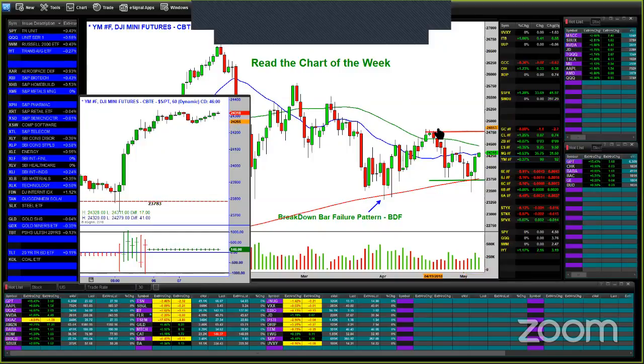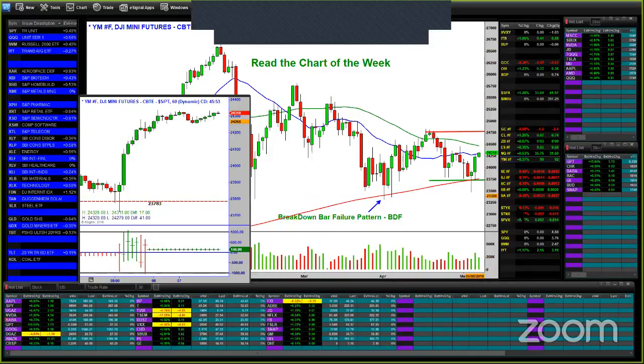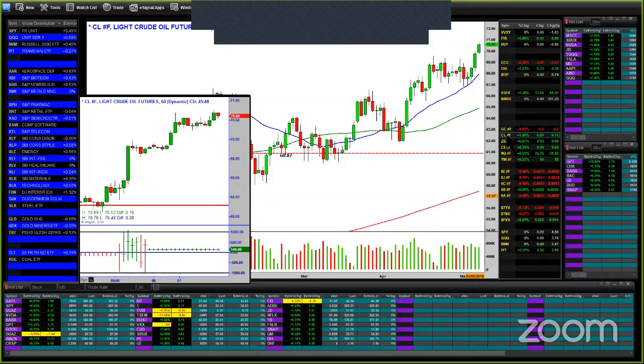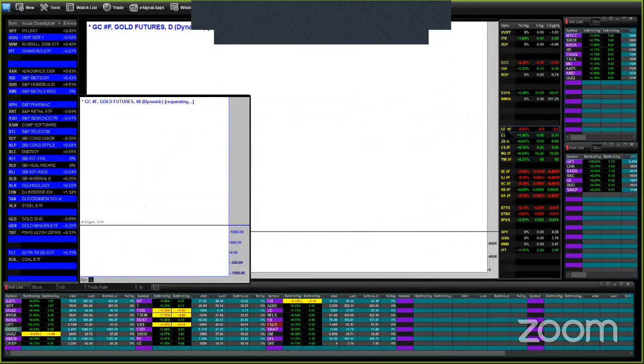Pretty much the same consolidation. Anyway, at least they're not gapping down 100 points. Right? That might be bought anyway, but it looks good. Crude oil pushing up, continues to be strong. No overhead resistance to the left. We know that from looking at it from the past.